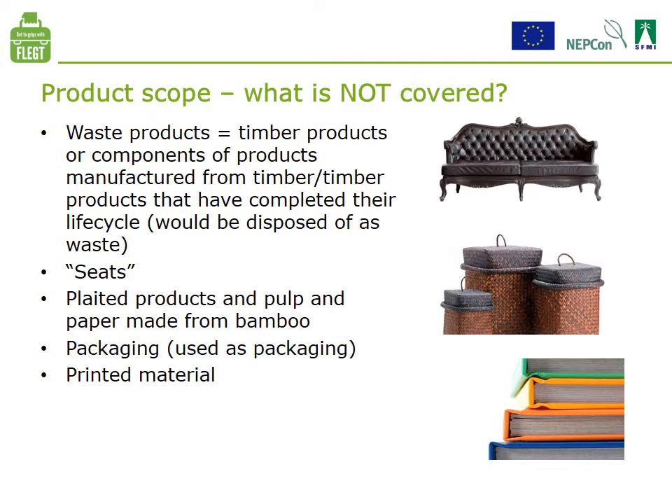Secondly, while furniture is largely included under the regulation, what are termed seats are not. Products made from plaited or woven bamboo are also not included, and neither are pulp and paper products made from bamboo. Packaging and printing material are also not included.